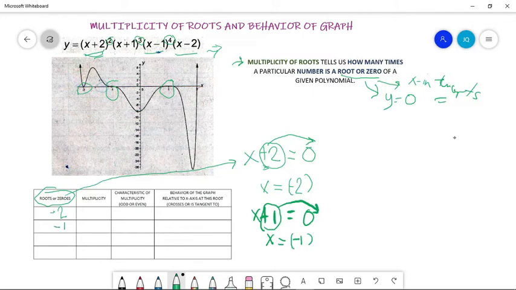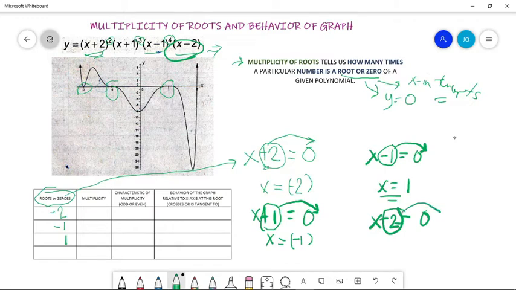Next we have x minus 1 is equal to 0. Since this is negative, as we transpose it to the other side, it now becomes +1. Again, you only change the sign of the number if it passes the equal sign; if not, just retain the sign. So our next root is +1, and the last factor is x minus 2, equal to 0. Again, from negative this becomes positive, so x is equal to +2.